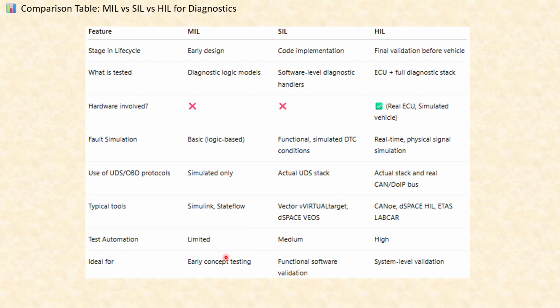Test automation is mentioned here. I have also clearly explained what each is ideal for. For example, MIL is ideal for concept testing, SIL is ideal for functional software, and HIL is ideal for software level validation. So I request all of you to pause the video and thoroughly read this table. You will clearly understand what MIL, SIL, and HIL are referring to.